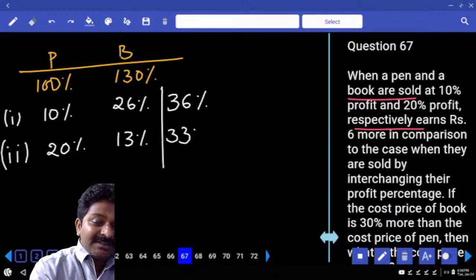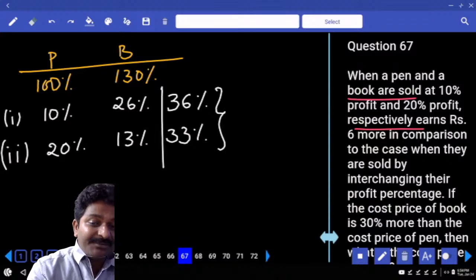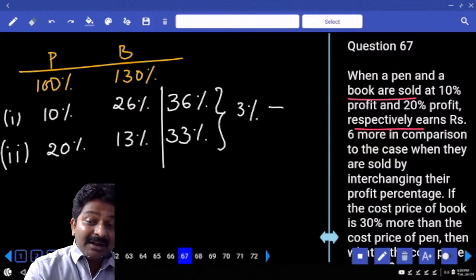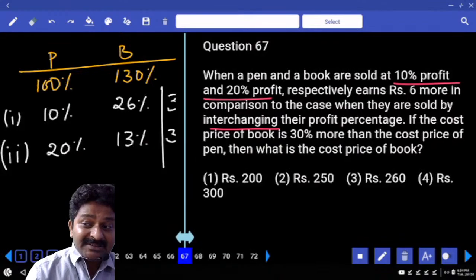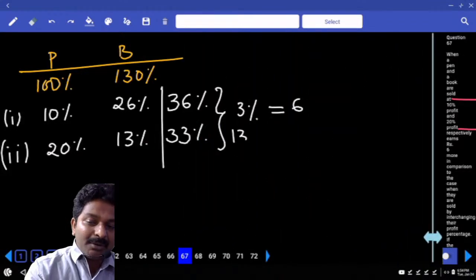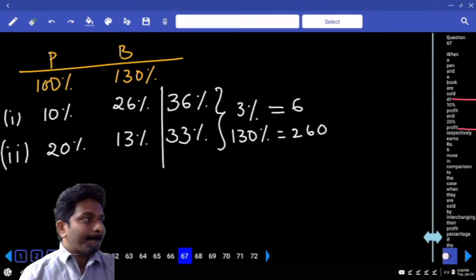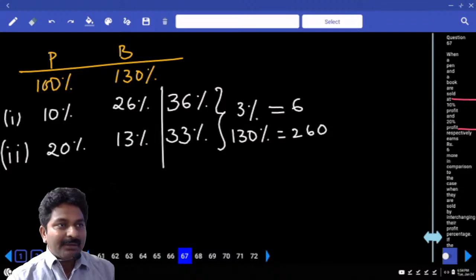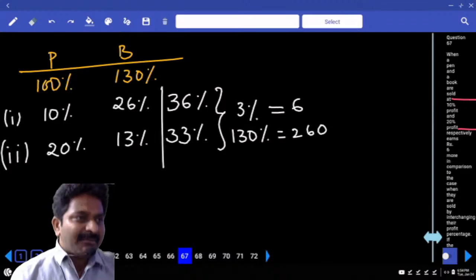Now if you calculate total profit in the first case, it is 36%. In the second case, 33%. What is the difference? 3%. And the difference in terms of rupees is mentioned as 6 rupees. And we were asked to calculate the book cost, which is 130%, that is 260. Or simply just verify the 13 multiple, close it.